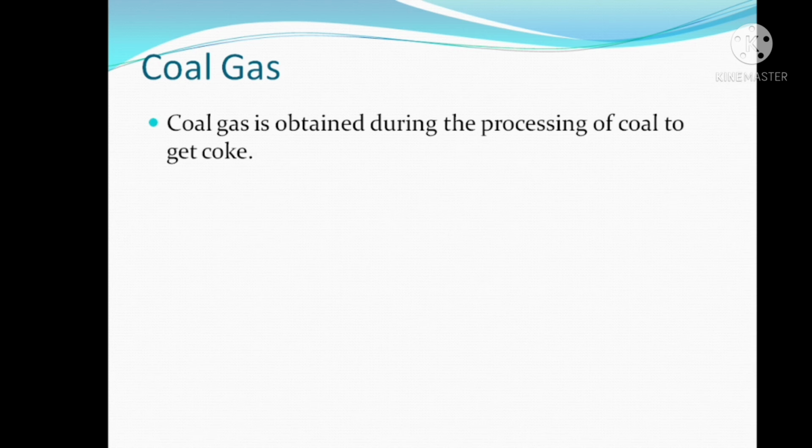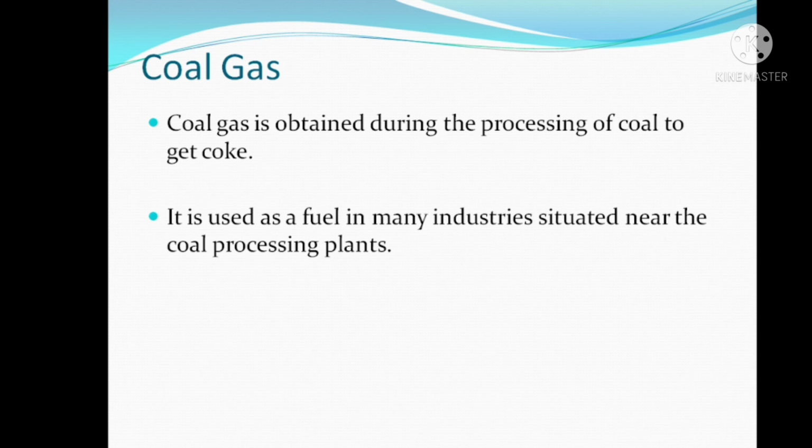Coal gas, this is another material. Coal gas is obtained during the processing of coal to get coke. That means we do not get it directly from the earth, but while we are processing coal into coke, at that time the gas is produced. That is called coal gas. It is used as fuel in many industries situated near the coal processing plant.